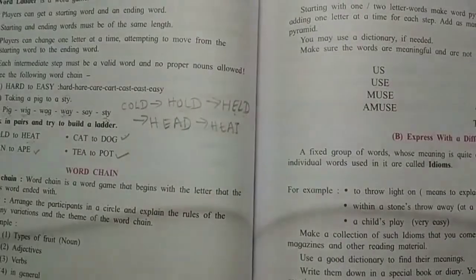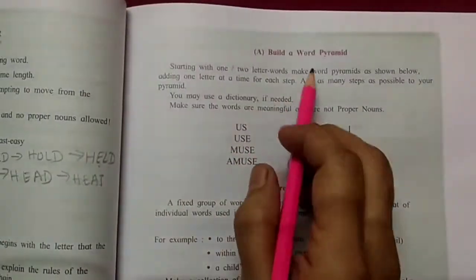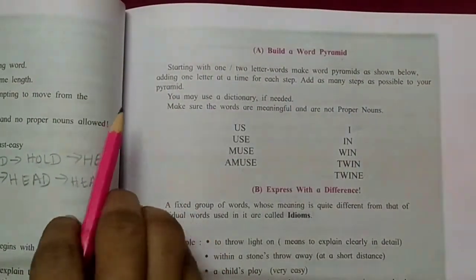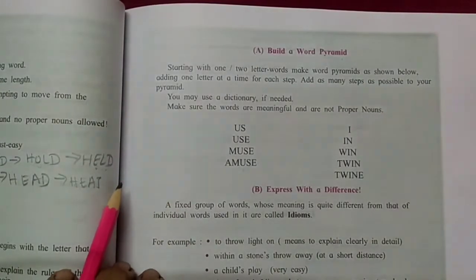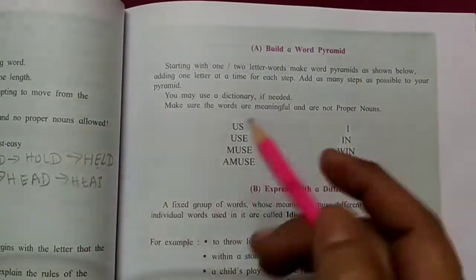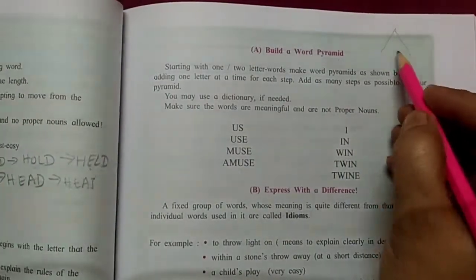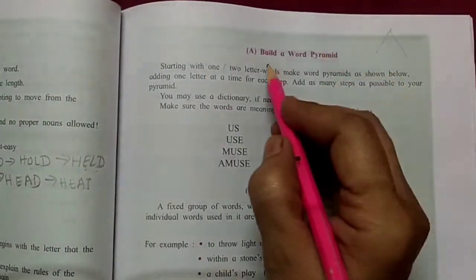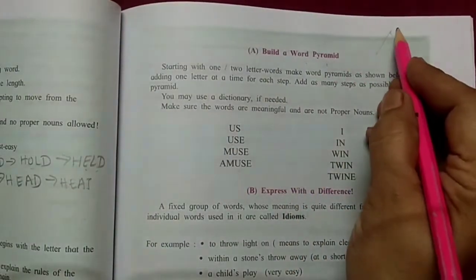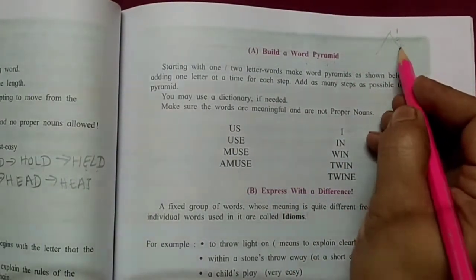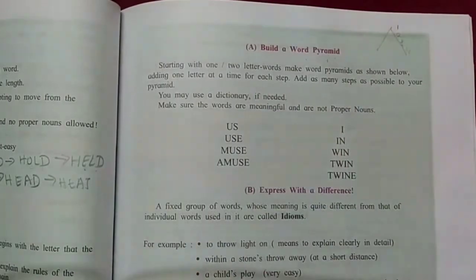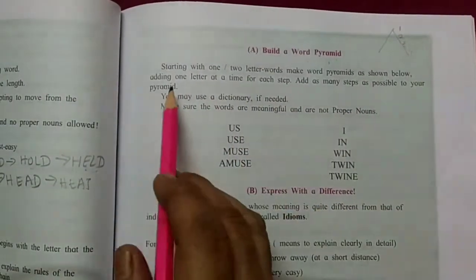Now the next activity is build a word pyramid. You know what is a pyramid? There are pyramids in Egypt. A pyramid is this way, an inverted V shape like this. So word pyramid means here there will be one word, then 2 words, 3 words, 4 words. So the number of alphabets in the word goes on increasing.